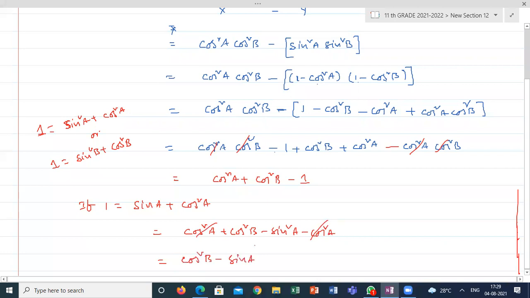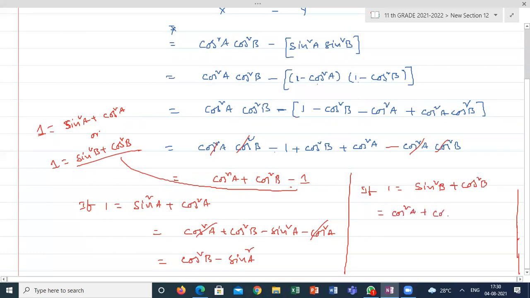This is one form. If I am using the other one, if 1 is equal to sin square B plus cos square B, what will I get? Cos square A minus sin square A minus sin square B minus cos square B. So cos square B cancels. Cos square A minus sin square B. These are the different forms of the product of cos of A plus B into cos of A minus B.